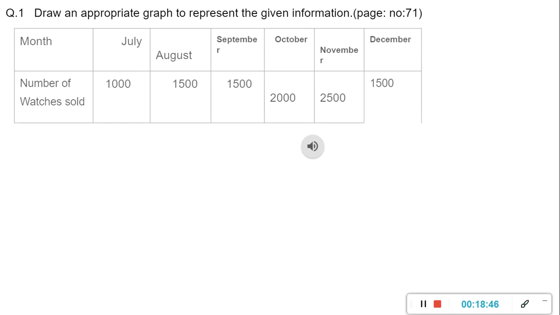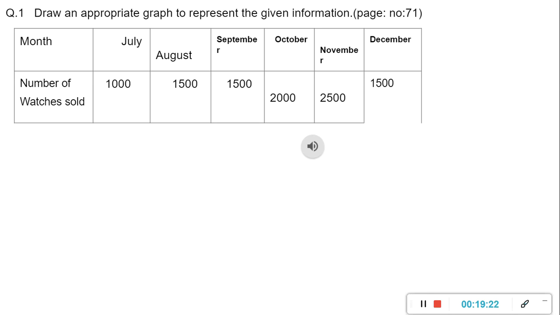Now we can try some of these questions. Okay. So page number 71, first question. Draw an appropriate graph to represent the given information. You have to use your graph notebook and draw it there. Here the information is given: the number of watches sold in the months of July, August, September, October, November, and December. In July, 1000 watches sold. In August, 1500. September, 1500. October, 2000. November, 2500. And December, 1500.